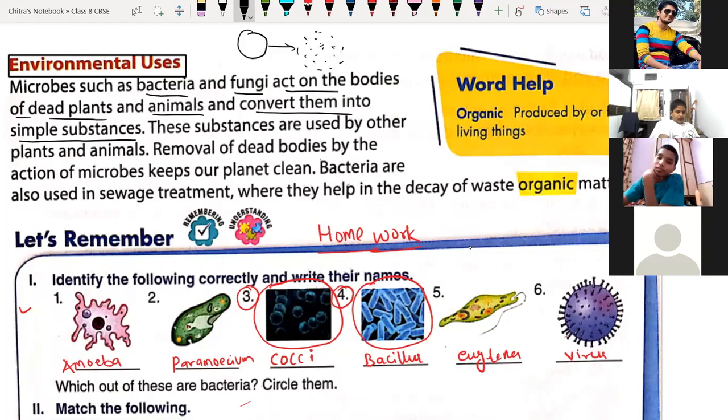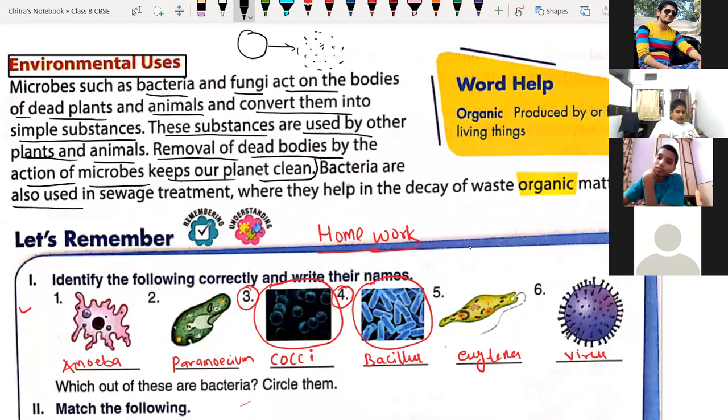That's why they are called decomposers. Bacteria and fungi act as decomposers. These substances are used by other plants and animals for their survival. Removal of dead bodies by the action of microbes keeps our planet clean. So we can say microorganisms like bacteria and fungi clean our environment and our planet.